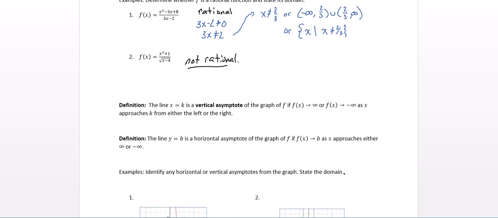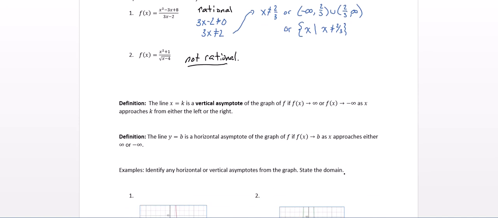Now rational functions have a couple of things that other graphs don't necessarily have. First of all, the line x equals k is a vertical asymptote of the graph of f if f of x approaches infinity or f of x approaches negative infinity as x approaches k from either the left or the right. So the graph kind of blows up near a specific x value. The line y equals b is a horizontal asymptote of the graph of f if f of x goes to b as x approaches either infinity or negative infinity.